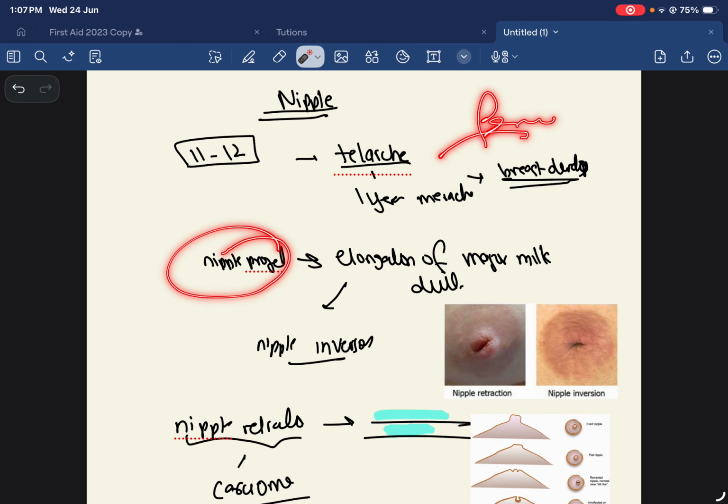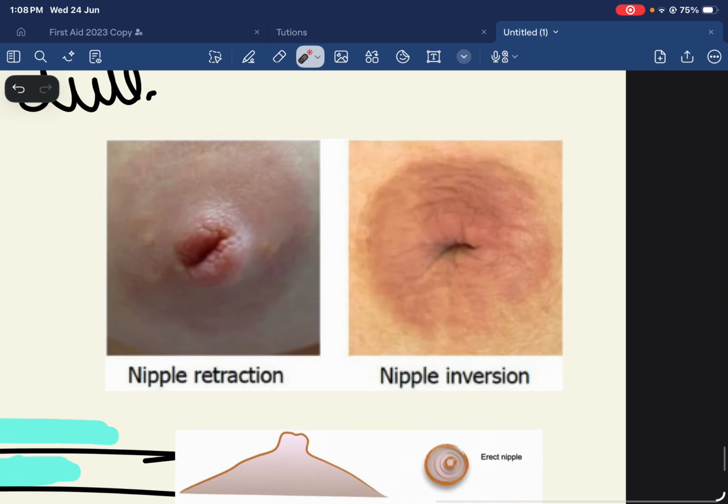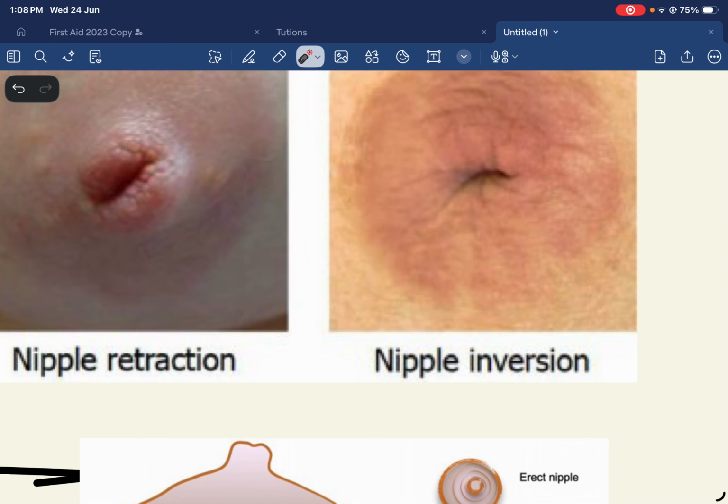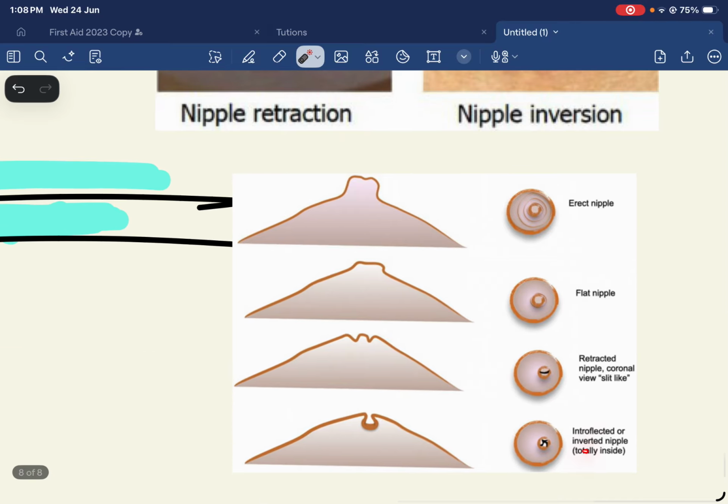So how does nipple projection actually occur? It is going to be because of the elongation of the major milk duct. If this is absent, it's going to lead to nipple inversion, where there's no elongation of the duct. So it's going to be presented as this, which is basically the inverted nipple. It's going to be inverted on the inside. Why? Because there's no elongation of the major nipple duct.